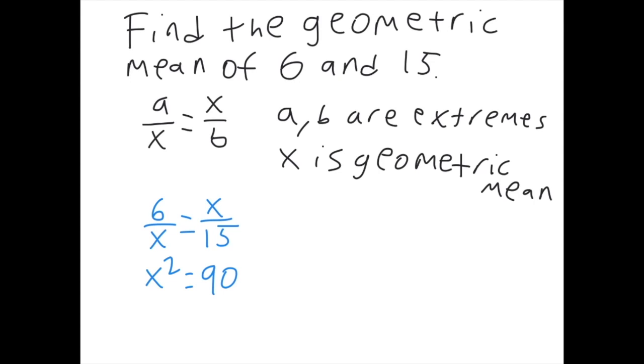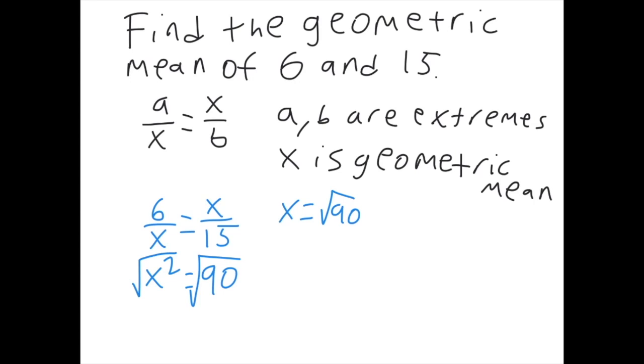And then now we want to solve for x. Here we have x squared, so we have to do the opposite of that, which is take the square root of both sides. So that'll leave you with x equals the square root of 90.